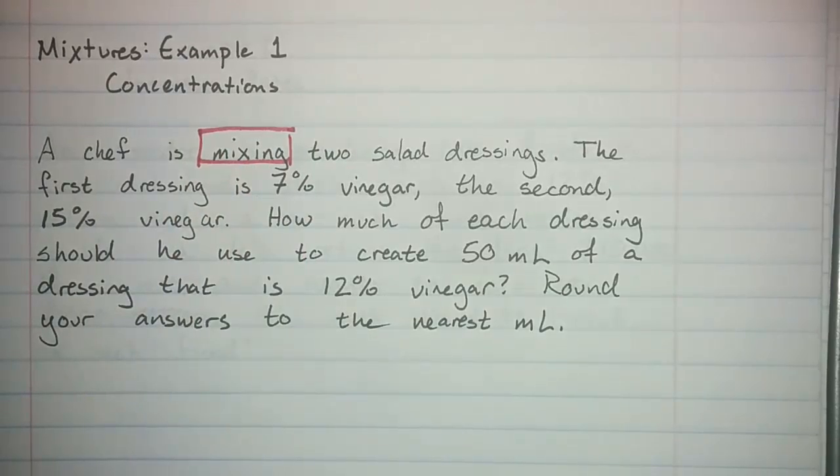But in general, when we're combining two different kinds of things, and we're interested in information about both each individual thing and the mixture, well, that's when we have a problem that involves mixing. All right, so let's take a minute to understand this problem.